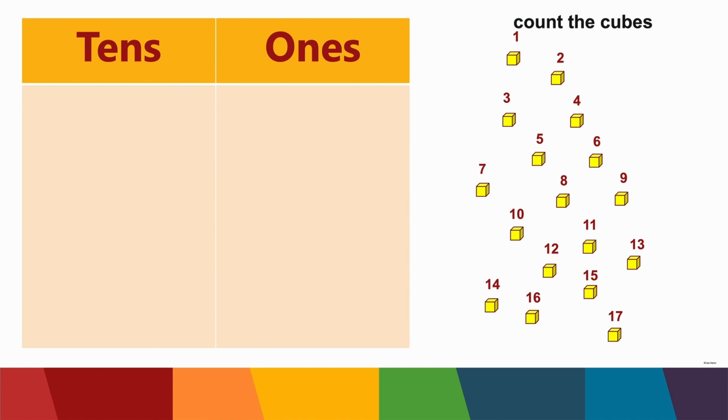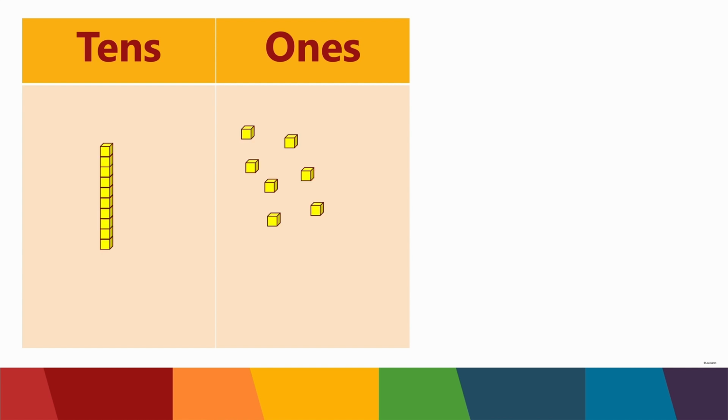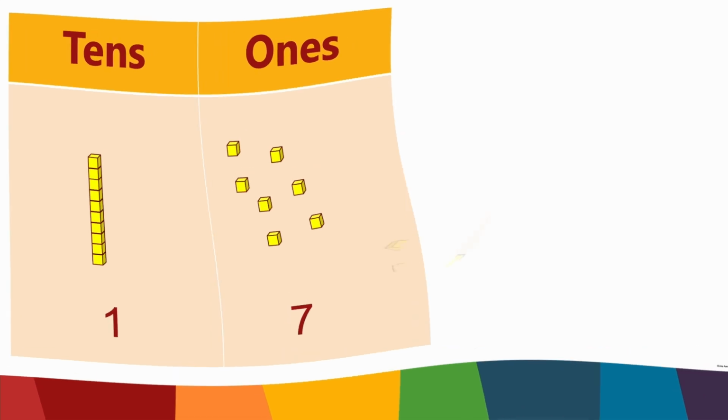We take 10 of those cubes and put them in the tens column to make 1 unit of 10, and then we have 7 left over. We can only put units of 10 in the tens column. That's why the 7 cubes remain in the ones column. So our number is 17: 1 unit of 10 and 7. And when we write the number 17, it looks like this. But it's actually a total of 17 individual cubes.